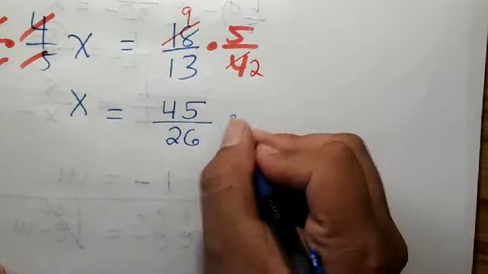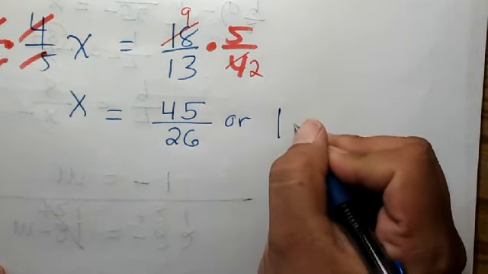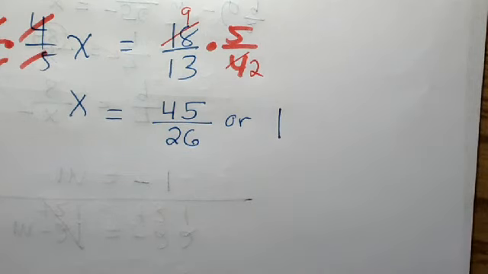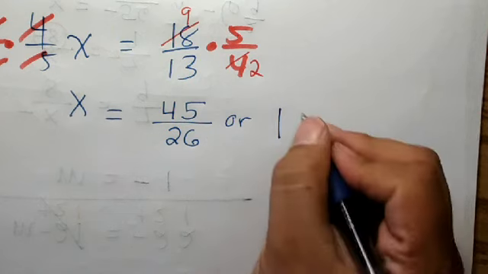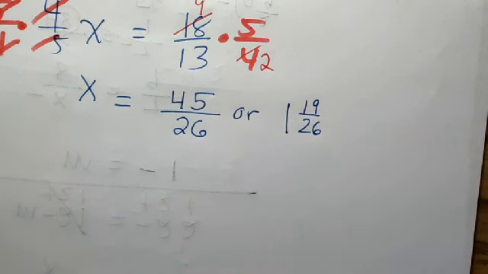That's reduced, or you could write it as a mixed number. That would go in once, and what would be left over? 19. So it's 1 and 19/26. Go ahead and correct that, please. 1 and 19/26. Good.